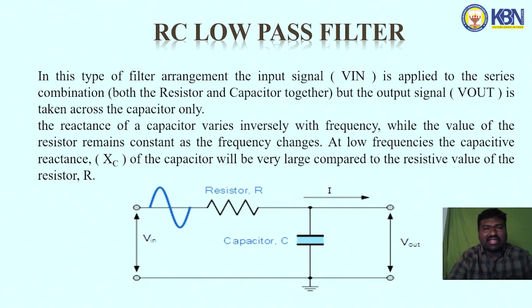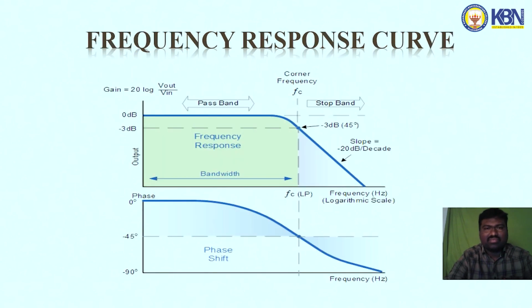At low frequencies, the capacitive reactance of the capacitor will be very large compared to the resistive value of the resistor R. Here the input signal is a sine wave, and we get the output signal from the capacitor. The low frequency is taken across the capacitor and the high frequency across the resistor. The graph is represented like this, with frequency on the x-axis and output voltage on the y-axis.